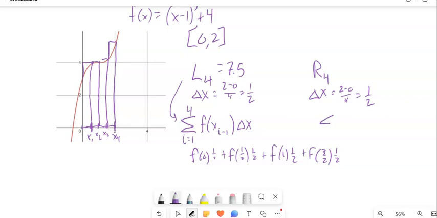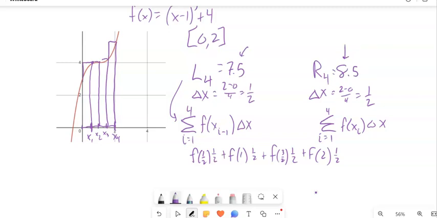So if I set this one up, it would be the sum from 1 to 4 of these x sub i values, because I want x sub 1, x sub 2, times change in x. In this case, change in x is 1/2 still. But instead of this being 0, 1/2, 1, 3/2, this is going to start at a half. This one would be a 1, because it's going to go up by a half each time. And then I do all those, shove those into my calculator, and I get, what, 8.5? Great. So if this one underestimates it and this one overestimates it, my actual value should be somewhere between the two of them.